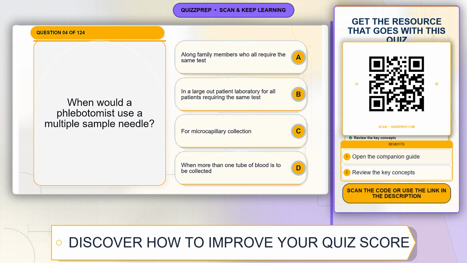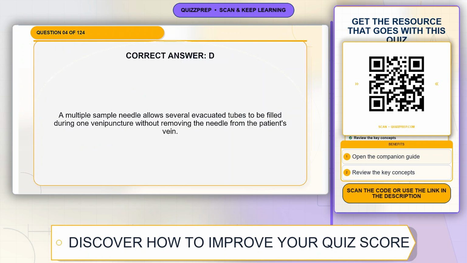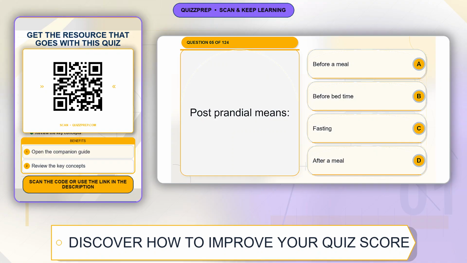Question 4. When would a phlebotomist use a multiple sample needle? Option A, along family members who all require the same test. Option B, in a large outpatient laboratory for all patients requiring the same test. Option C, for microcapillary collection. Option D, when more than one tube of blood is to be collected. The correct answer is option D, when more than one tube of blood is to be collected. Explanation. A multiple sample needle allows several evacuated tubes to be filled during one venipuncture without removing the needle from the patient's vein.